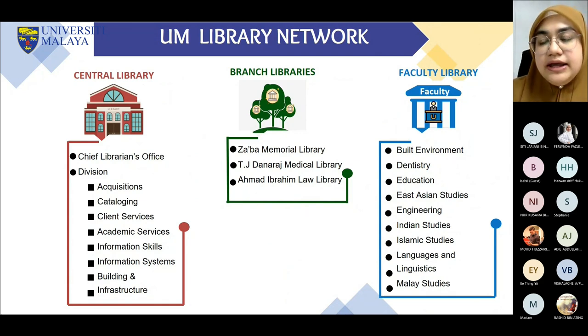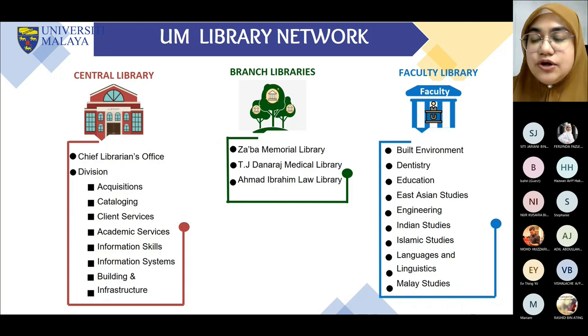We have the central library, where most of our centralized services are held. And then we have our branch libraries, three of our bigger branch libraries, which are the Za'ba Memorial Library, the Medical Library, as well as the Law Library. They have specific content. The Medical and Law Libraries also include professional membership, meaning people who are not from UM or who are in the professional field can also be members of the Medical and the Law Library. We also have the faculty libraries. Not all faculties have faculty libraries, but the content of these faculty libraries is usually more specific to that particular faculty's teaching and learning content.